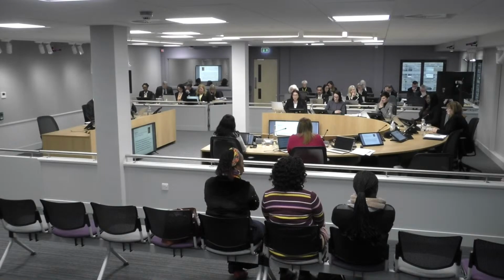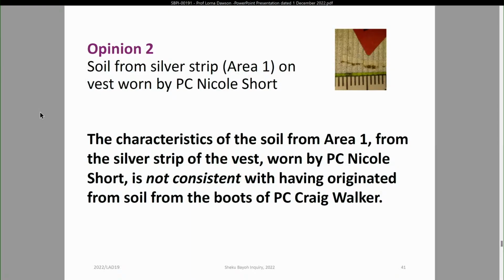Let's move on to slide 41, please. Again, can I ask you to read this? So again, this relates to the soil now at the top. Sorry, this is the soil from Area 1 at the foot of the silver strip, still the same area. This is Area 1.